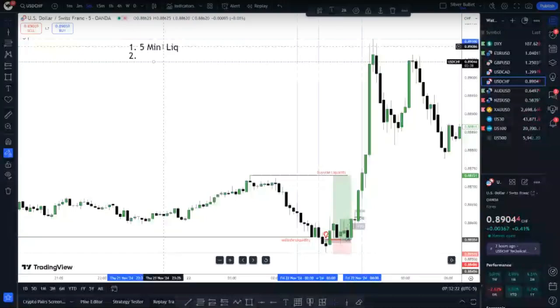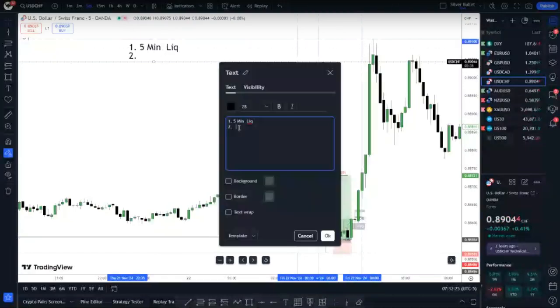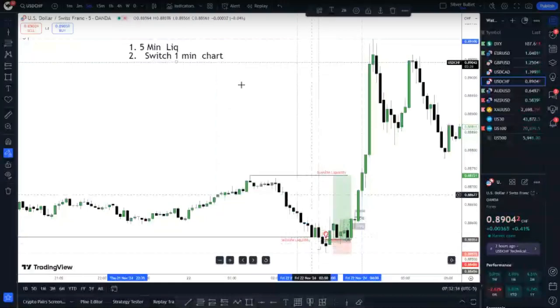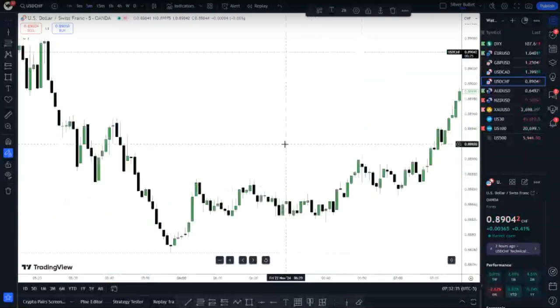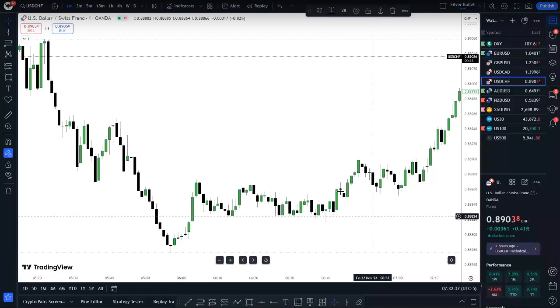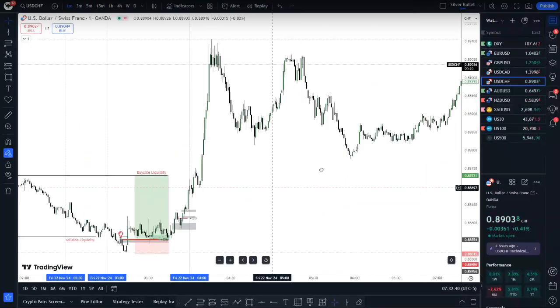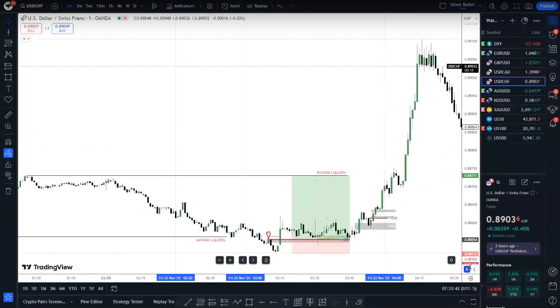Number two, I switch to the 1 minute chart. After sweeping this 5 minute sell-side liquidity, I switch down to the 1 minute chart. Again, guys, I don't have replay mode here. I didn't pay for TradingView, and I don't see the point of it anymore, by the way.